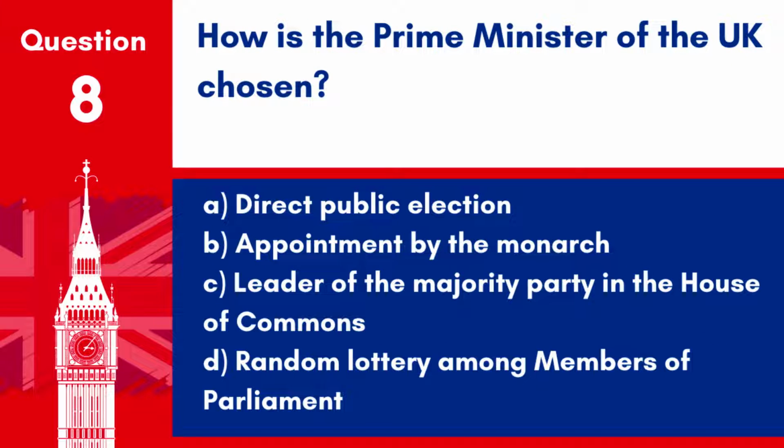Question 8. How is the Prime Minister of the UK chosen? A. Direct public election. B. Appointment by the monarch. C. Leader of the majority party in the House of Commons. D. Random lottery among members of Parliament. Answer: C. Leader of the majority party in the House of Commons. The Prime Minister of the UK is the leader of the majority party in the House of Commons.